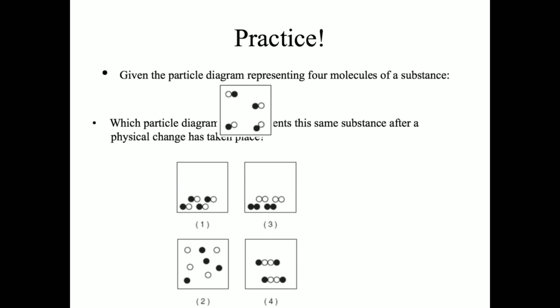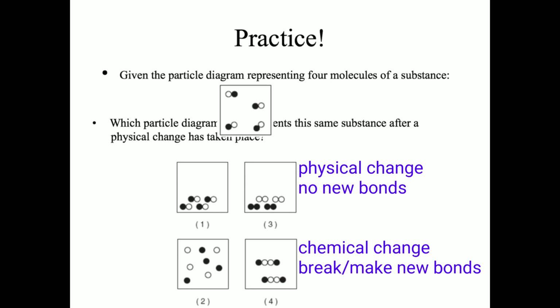Let's look at this Regents sample question. In this diagram, we're looking for a physical change. Physical change means that the bond between the white and black circle is not broken and no new bond is created. These particles will simply be rearranged. So the image that shows a rearrangement of these particles is choice 1.